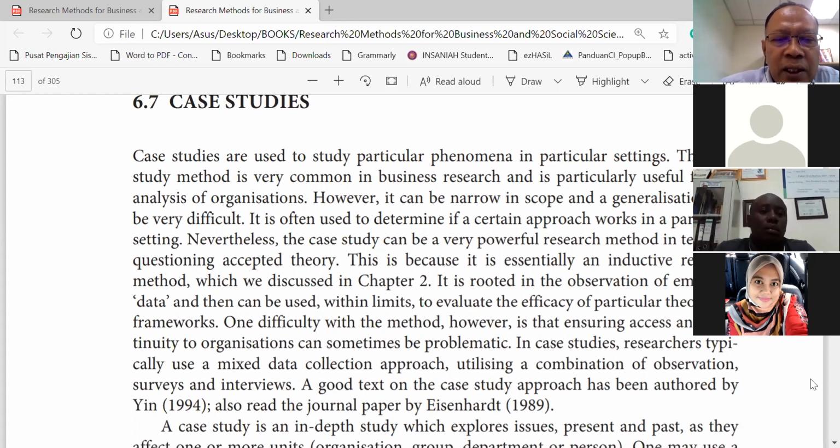One difficulty with the case studies method is that ensuring access and continuity to organizations can sometimes be problematic. Because in case studies, researchers typically use a mixed data collection approach, utilizing a combination of observation, surveys, and interviews. So Yin 1994 and Eisenhardt 1989 have a very good book on the case study. Any question on case study?